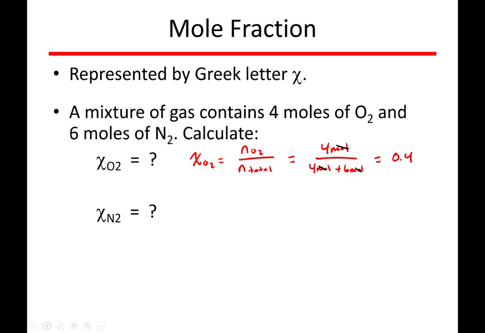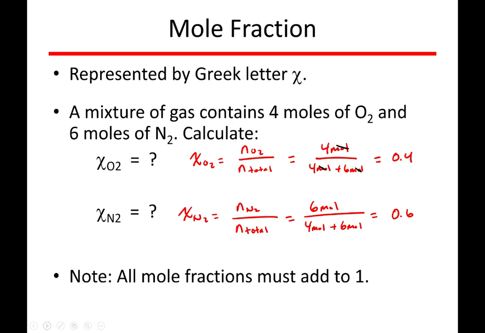Then we could do the same thing for the N2. The mole fraction of the N2 would be equal to the number of moles of N2 divided by the total number of moles of gas. And so for the N2, that was 6 moles over the total is 10, right? 4 moles from the O2 and 6 moles from the N2. And so the mole fraction of N2 is 0.6, or another way of saying that is 60% of the gas is N2. Importantly here, all of the mole fractions in a mixture must add up to 1. Everything has to add up to 100% of the total here.